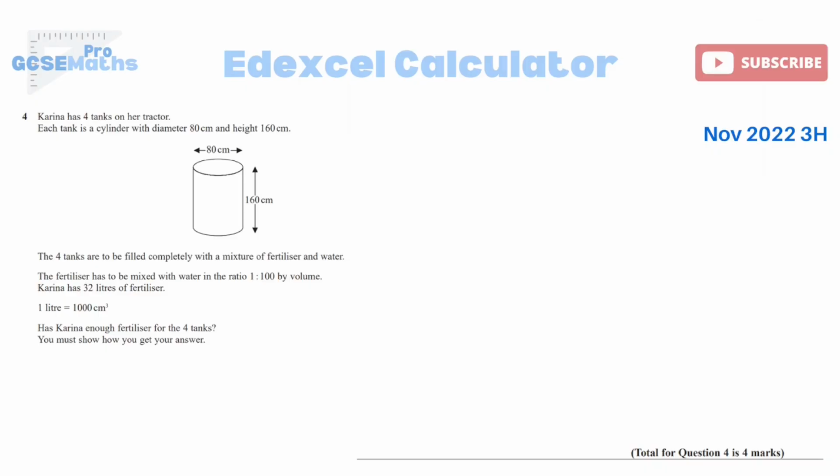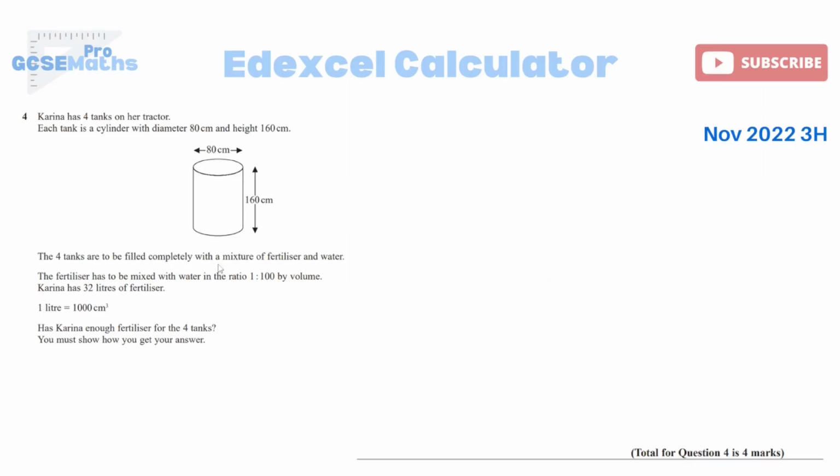I don't know if they always give you this, so I would try and be aware of that fact, just generally anyway. Has Karina enough fertilizer for the 4 tanks? Obviously you must show how you get to your answer, it's not just a yes or no question. So, this one being a common repeated question, obviously not the literal context, but just something to do with maybe volume, possibly surface area of prisms, 3D shapes, but with an actual real world context. That's what I see quite commonly in paper 2 and or paper 3.